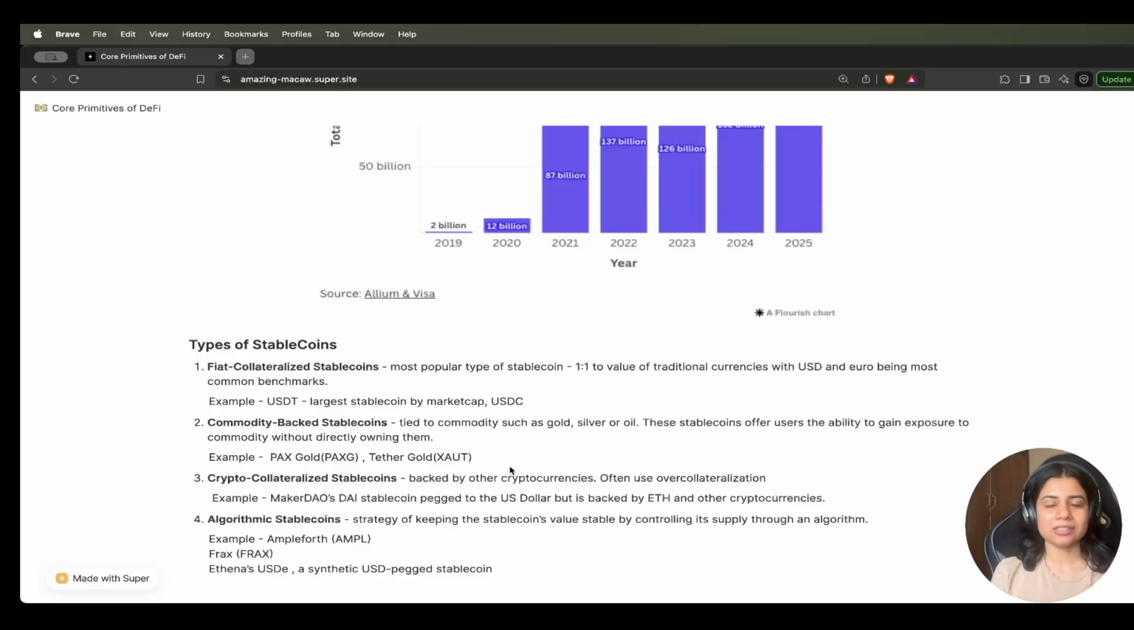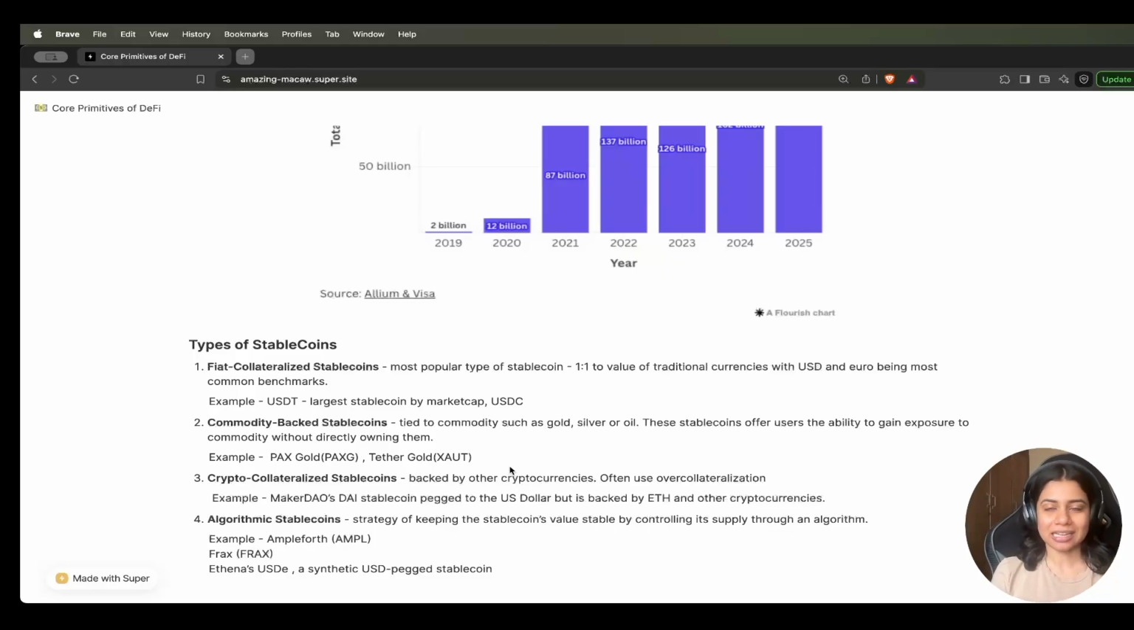The third type is the crypto-backed stablecoin, which is backed by another cryptocurrency. In this case, since the backing is by another cryptocurrency, we often use over-collateralization. To give you an example, we have the MakerDAO token called DAI, which has been rebranded to Sky USD, which is backed by ETH and various other crypto.